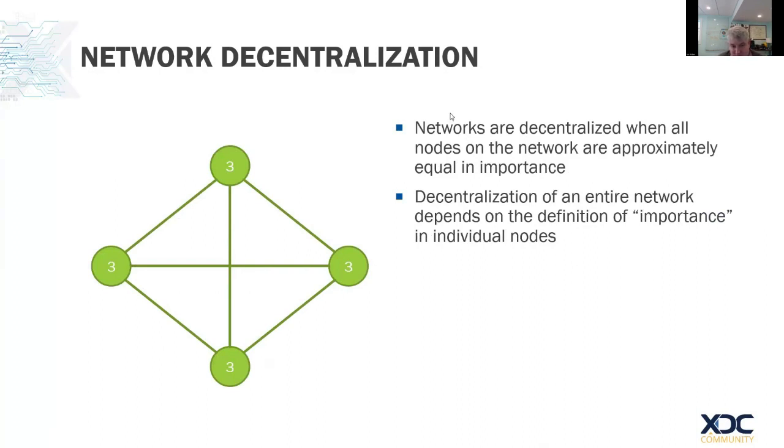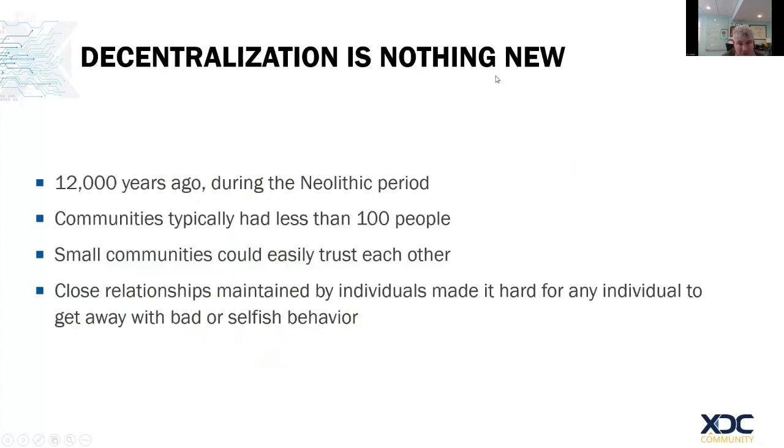And so a decentralized network looks more like this. We can quantify it by counting the edges, and we can see that in this network, there is no one node more important than any other node. So there is no one single point of failure on this network.